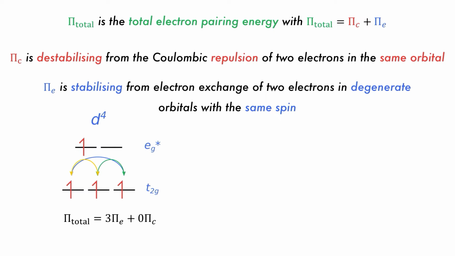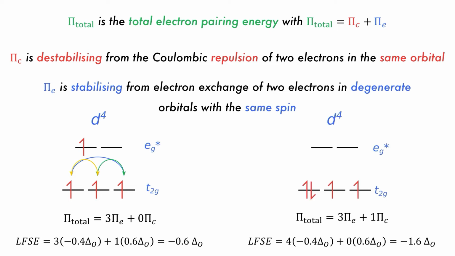For the d4 high spin, the total pairing energy will include 3 exchange terms and 0 Coulombic components, as there is no pairing energy. The ligand field stabilization energy can also be calculated in the same way as the crystal field stabilization energy, with 3 electrons in the t2g orbitals and 1 in the eg. To determine if something is high or low spin, the pairing energy and ligand field stabilization energies need to be compared. The same thing can be done for low spin d4, but this time there is a Coulombic repulsion term from the pairing of electrons in the t2g orbital, and the ligand field stabilization energy becomes more negative.